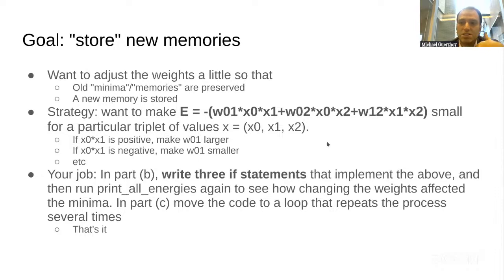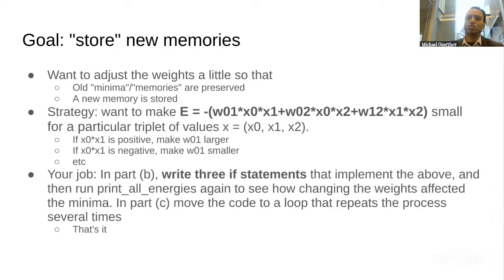And then in part C, I'm saying, don't just do it once, do it several times, and put it in a function, so just a separate new function. What you'll see is that if you do that several times, you're pushing it so that the particular x0, x1, x2 looks more and more like a new minimum.